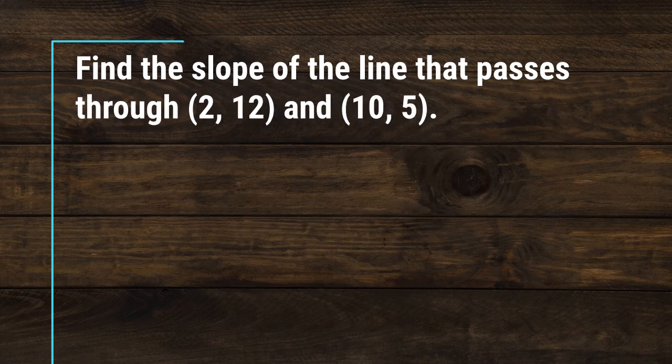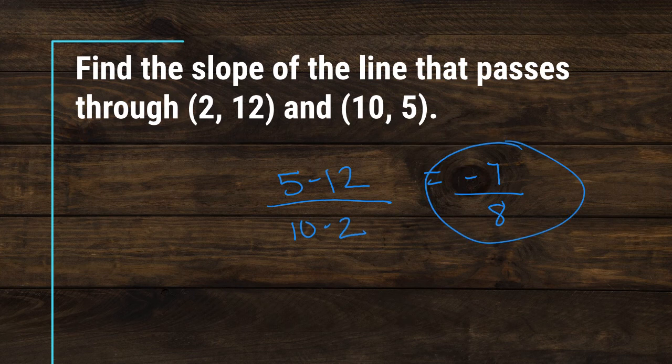Okay, now you're going to try 2 of them on your own. Find the slope of the line that passes through the points (2, 12) and (10, 5). Okay, so you should have had 5 minus 12 over 10 minus 2. 5 minus 12 would be -7. 10 minus 2 is 8. So the slope of your line should have been -7 over 8.